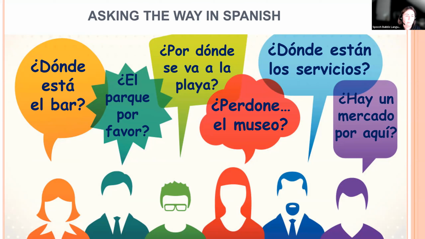And we've got another one. What about hay un mercado por aquí? Read the text and see if you can work that one out. Is that the market? Well, think about the question. Hay un mercado por aquí. Any guesses? Aquí is here, isn't it? So is there a market here? Hay un mercado por aquí. Is there a market here? Yeah. Okay.